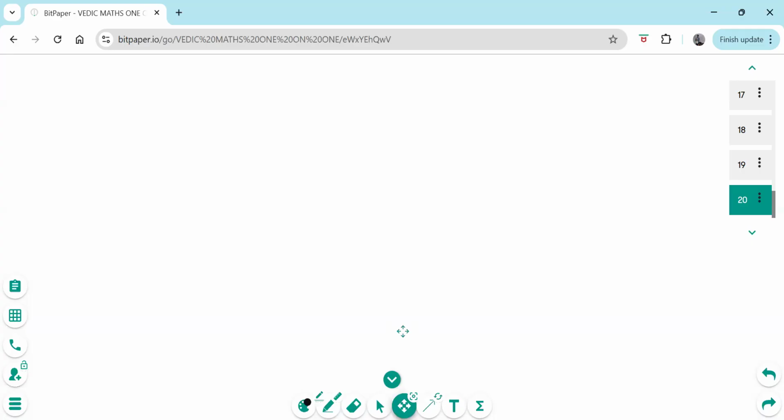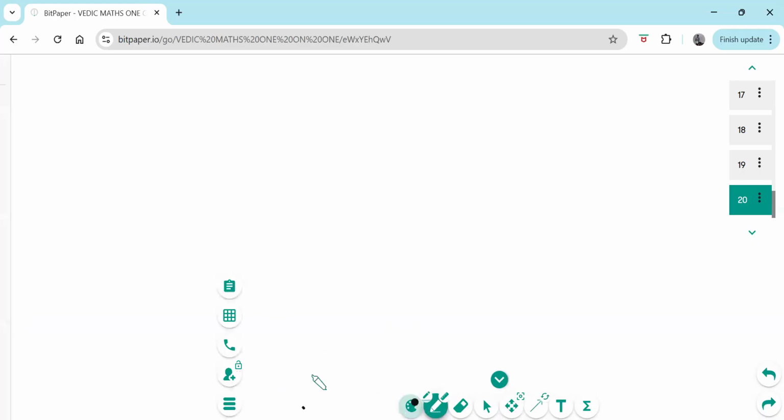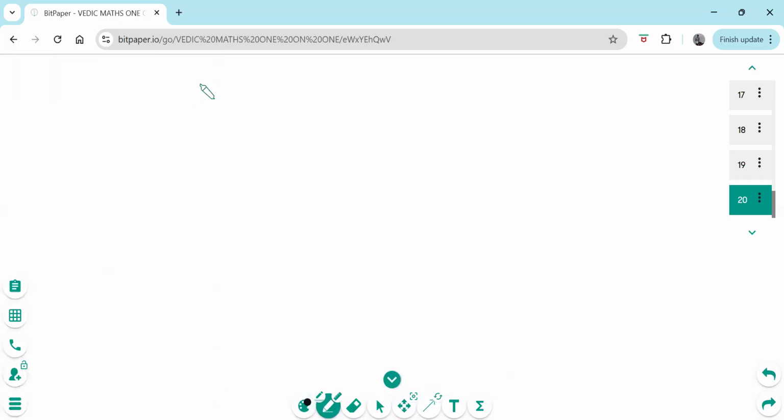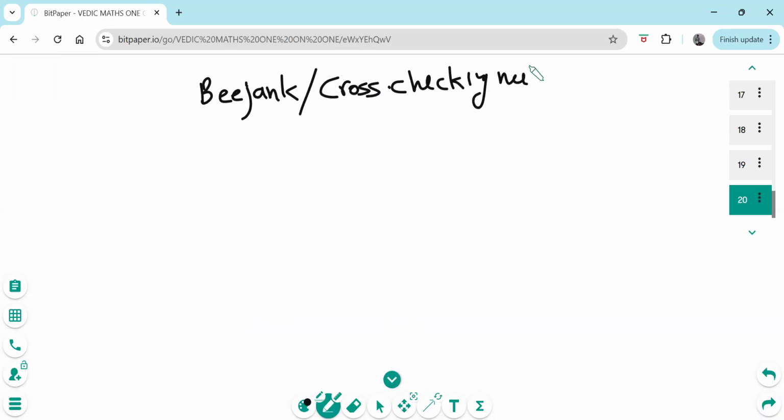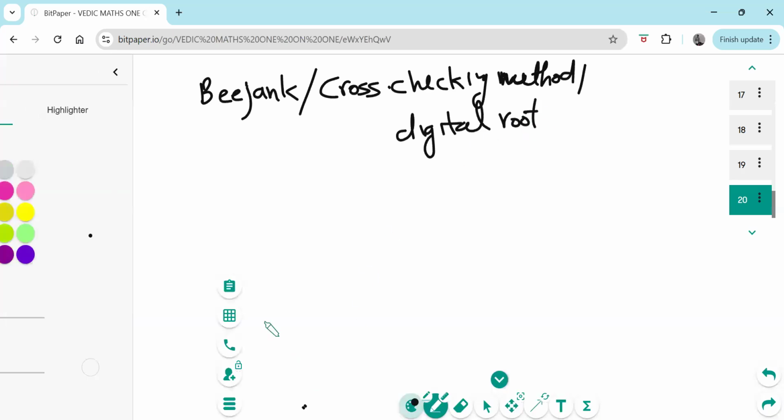Today we are going to do something which was told in the previous class, just a topic introduction. What is Beejank? Most interesting topic of this course. It is also called the checking method, and on some websites, others call it digital root also. So everything is the same way. It's kind of a magic trick. Let's see what it is.